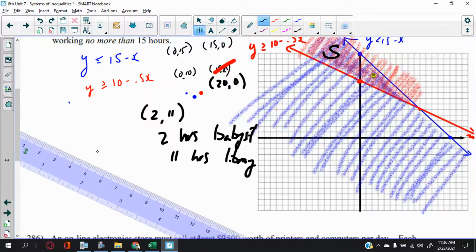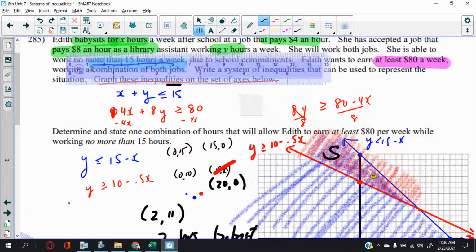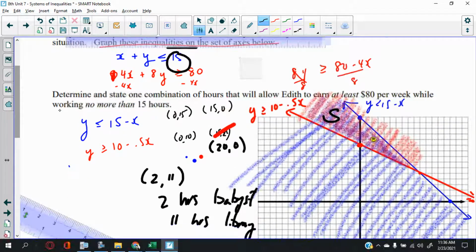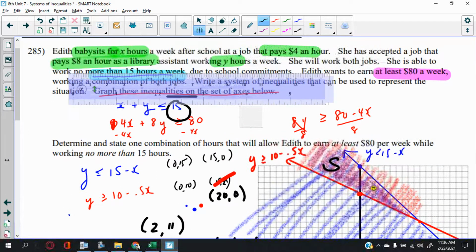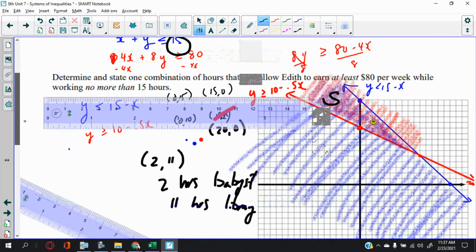Now, in some ways, that makes sense, right? Because if you have only a certain amount of hours that you have to work, in this case 15 hours to work, and you really want to make a lot of money, you work the job that pays more, right? So if the librarian job pays more, you work more hours doing that, right? So that makes total sense. So that's it. Okay, all right.